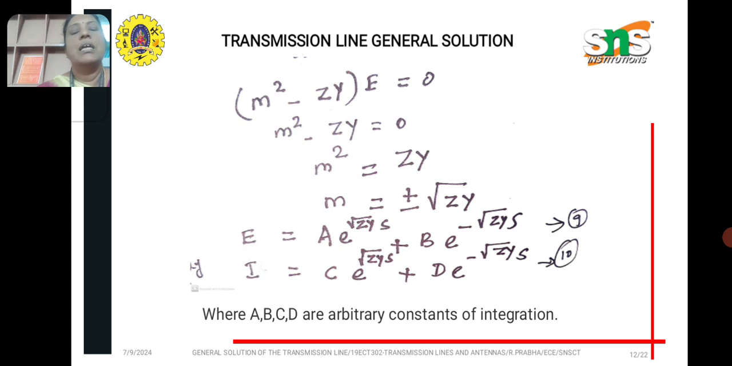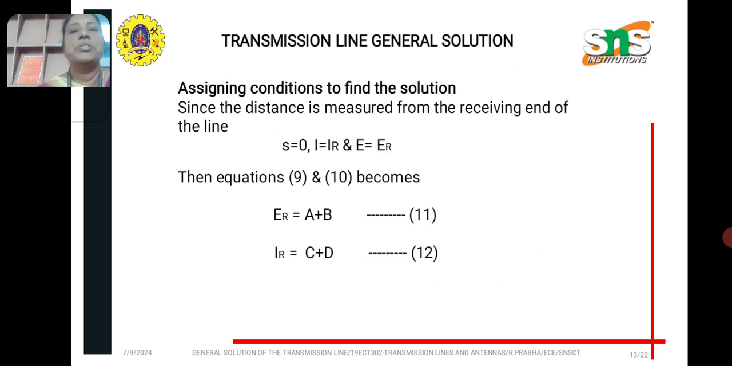So if we are getting the answer for the second order differential equation as plus or minus root ZY, we have to write the form as the exponential form. One is having plus sign and another term is having minus sign. So the final solution for voltage is E is equal to A e power root ZY into S plus B e power minus root ZY into S. Similarly, we can write the current equation with parameters C and D. So these parameters A, B, C, D are called as arbitrary constants of integration.